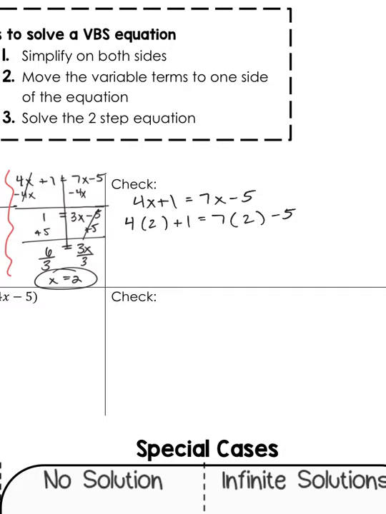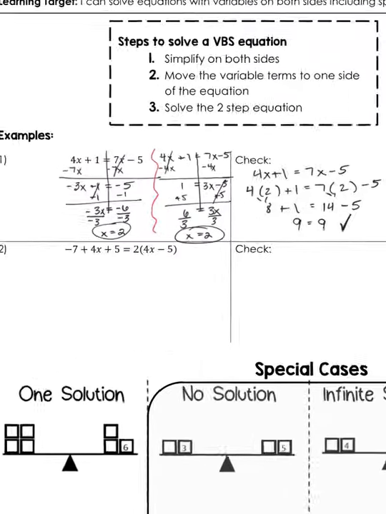So on the left side, I have 4 times 2, which is 8, plus 1. On the right side, I have 7 times 2, that's 14, minus 5. 8 plus 1 is 9. 14 minus 5 is also 9. So my equation is correct. It balances. It's the same on both sides.